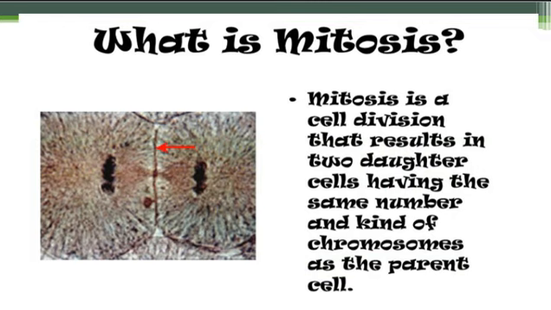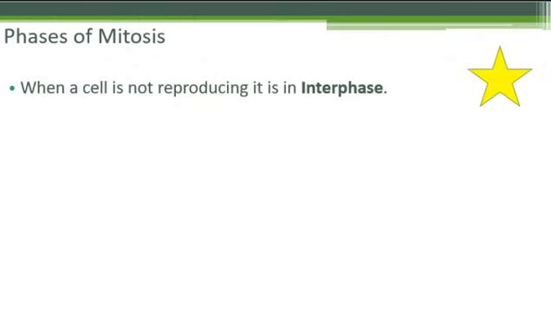The only time we can have change taking place is if we go through another step called meiosis, when we bring in DNA from another source. But here we just have the DNA from you. It's going to be dividing and making more of you. All right, phases of mitosis.